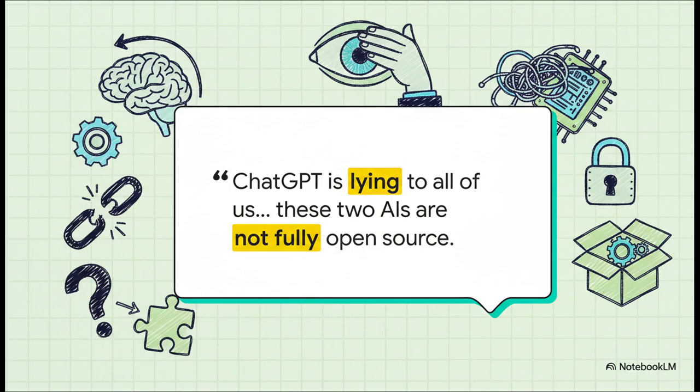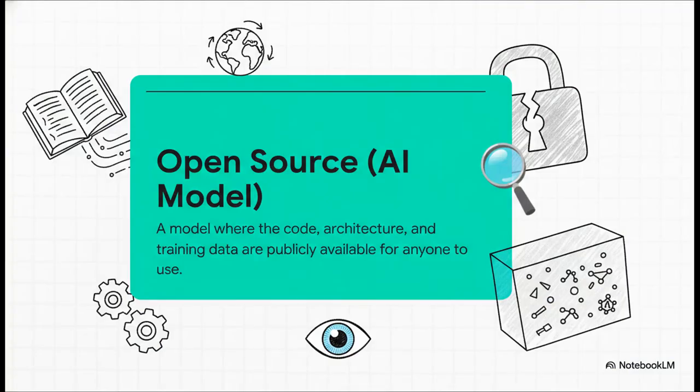And there it is, a direct claim from the source material suggesting that something isn't quite right here. The statement is that these models are not fully open source. So the big question is, what part is missing? To really understand why this matters, we first need to be clear on the definition. For an AI model, open source is supposed to mean that everything is on the table. The code, the design, and, this is critical, the massive datasets it was trained on. The whole point is complete transparency.